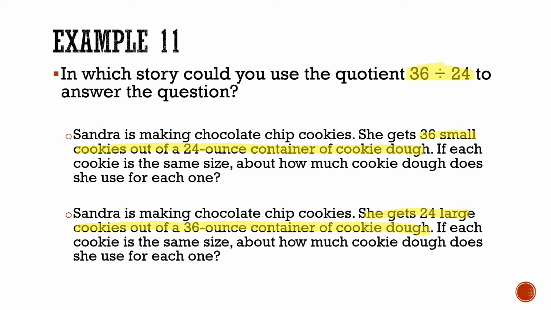So the bottom one you would be doing 24 divided by 36, whereas in the top one you would be doing 36 divided by 24, because you're looking for how much cookie dough she is using for each one, so for each cookie. So for this one you should have got the first one.